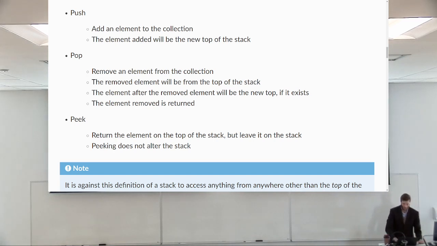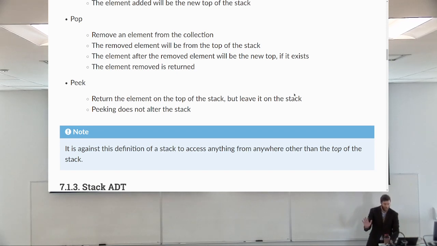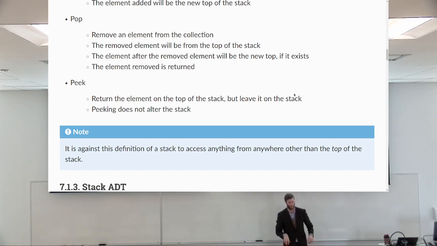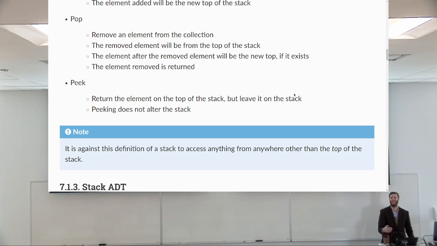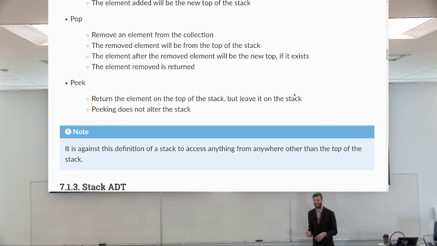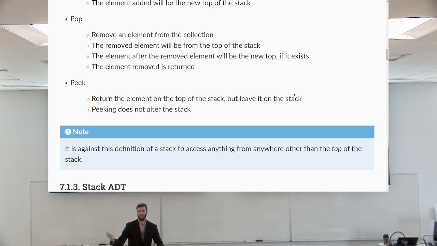Okay. And then peek. Return the element at the top of the stack, but leave it alone. And peeking doesn't alter the state of the stack at all. We just looked at it, okay? We just observed it. And then if you're saying, well, why can't I access something from somewhere that's not the top? Why can't I access like the third thing? I'm going to say, look, if you want to do that, then you're not using a stack. You're using a list. Okay? Yeah, but I really want to do it. Then use a list, great. If you're using a stack, this is all you get. That's it.